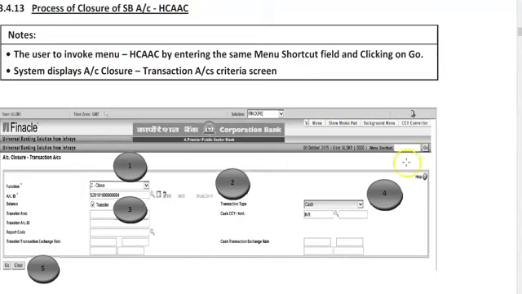So we have to type this menu option here on the right hand side, in the menu shortcut, click on go or just press enter. This screen will appear on your computer. The system displays the account closure, transaction account criteria screen. In the function drop down on the right hand side, you click here with the mouse and various options will come. Z is for close, V is for verifying, M for modification.